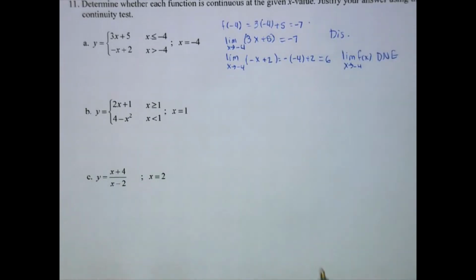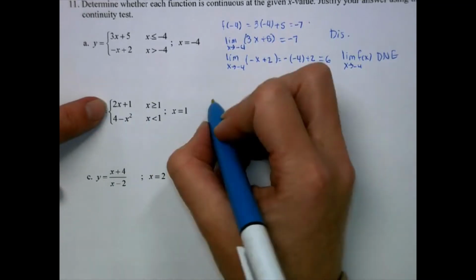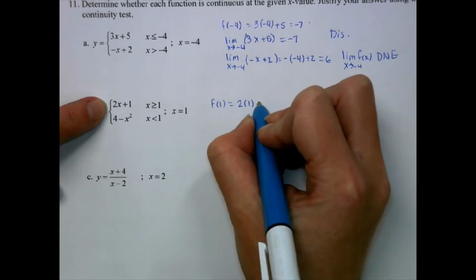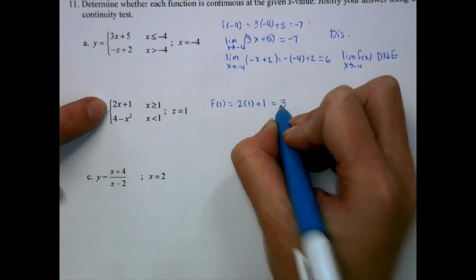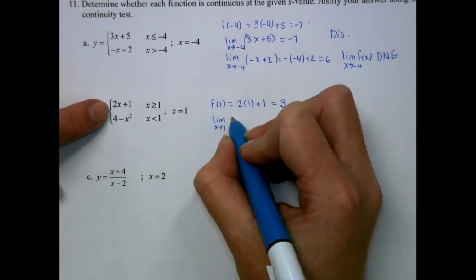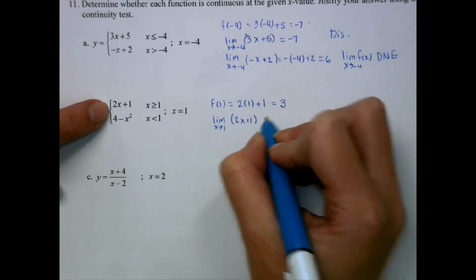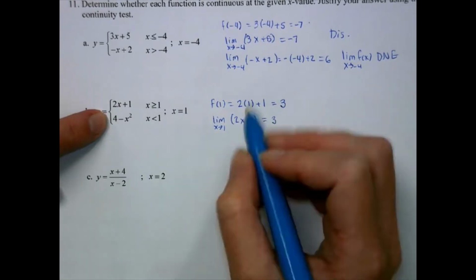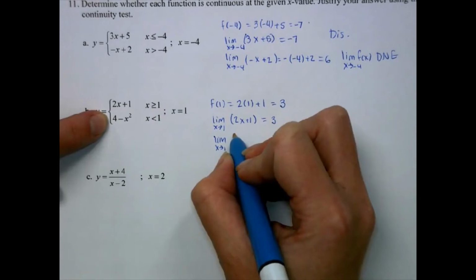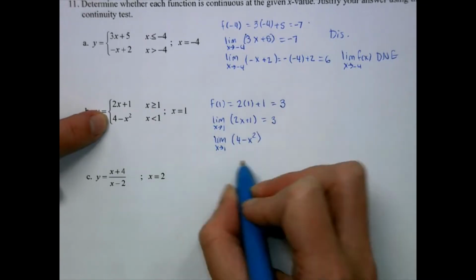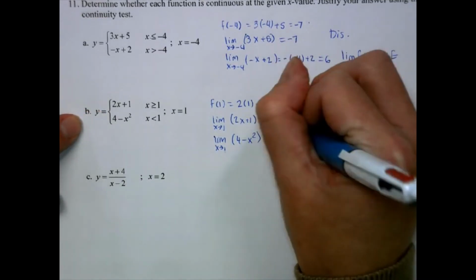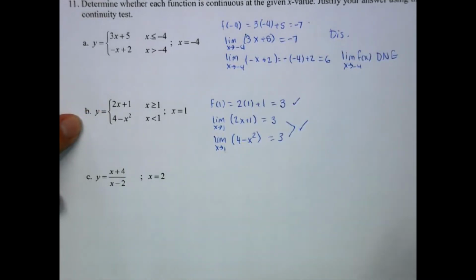This one, f of 1, is 2 times 1 plus 1, which is 3. Okay, the limit as x goes to 1 of 2x plus 1 is still 3. Then this one, 4 minus x squared, we plug 1 into there and get 3. So the function value exists, the limit value exists, and they are the same thing. So this one is continuous.